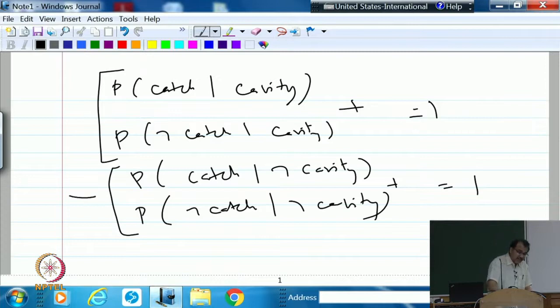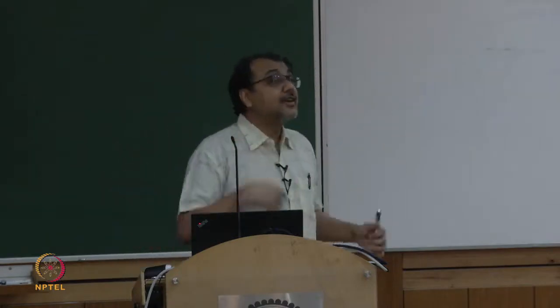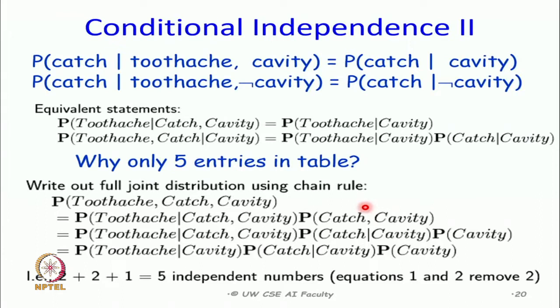Is there any relation between the first set and the second set? No direct relation. So therefore, to represent this first set, I need how many parameters? 1. To represent the second set, I need how many parameters? 1. So therefore, total I need how many parameters? 2. So for probability of catch given cavity, I need 2 parameters. Now this kind of reasoning has to become second nature to you after the next 3-4 classes. So, try to start thinking about it in these terms. And similarly, tooth given cavity requires 2 parameters.